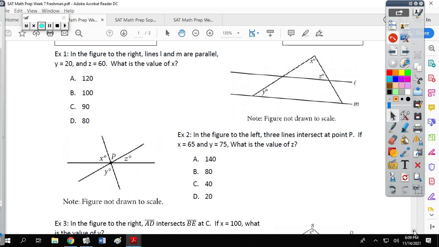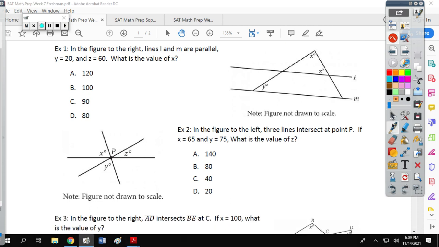Okay, so here we go. Example 1, in the figure to the right, lines L and M are parallel lines. So L and M are parallel lines. Y equals 20 and Z equals 60, which means this is a 20-degree angle and this is a 60-degree angle. It says, what is the value of X?